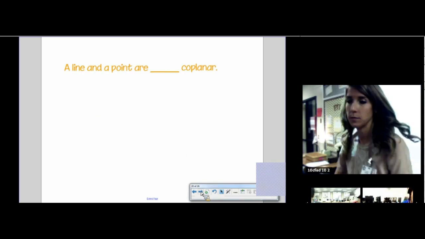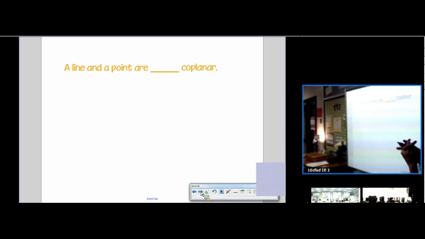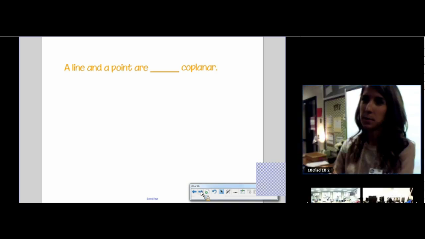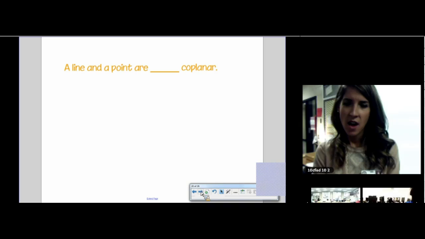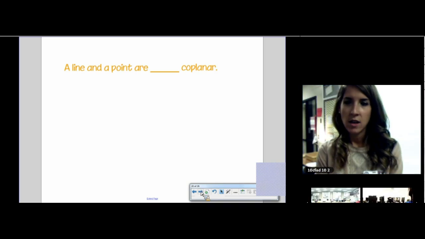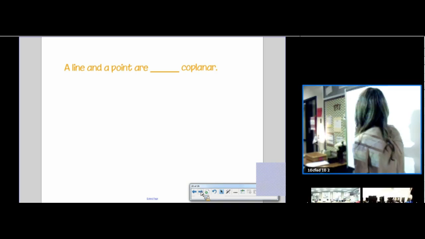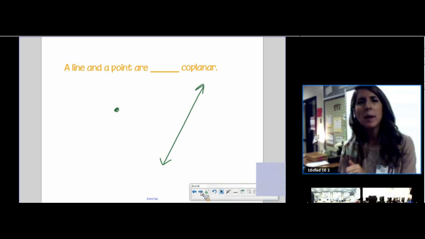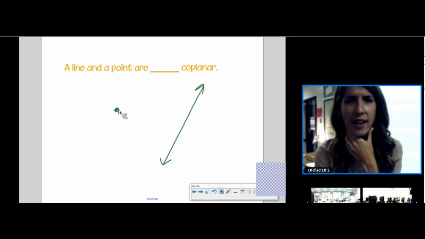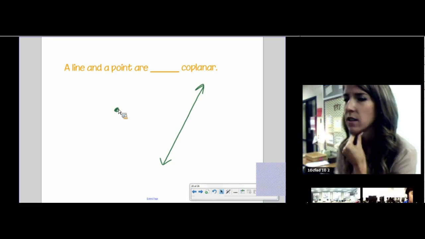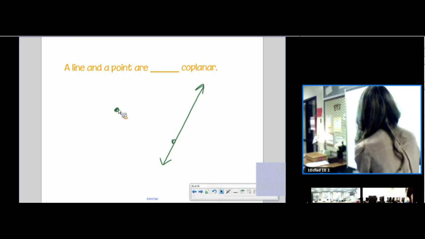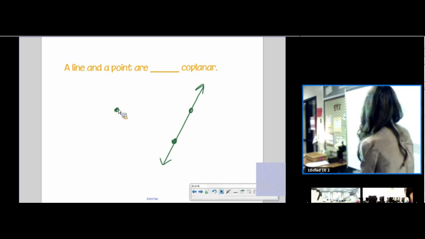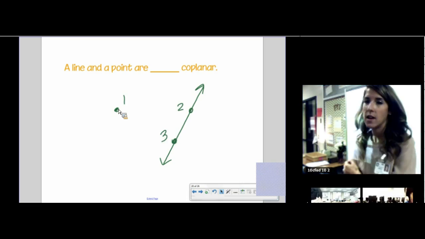All right. Always, sometimes, or never. A line and a point are always, sometimes, or never coplanar. This one's a deep thinking problem. A line and a point. Okay, here's my point. Here's my line. How many points does it take to create a line? It takes two points to create this line. So how many points do I have in all?